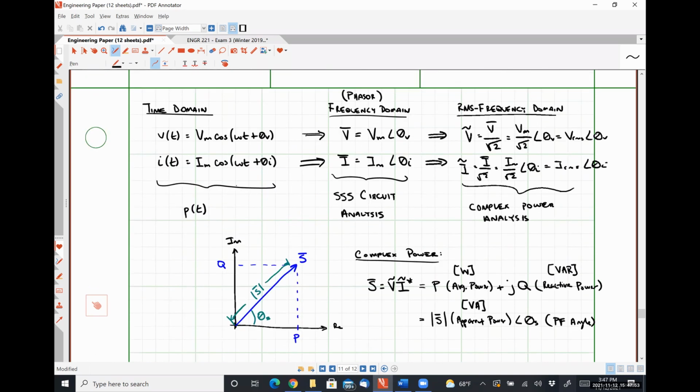So I tried to encapsulate that here, right? If we look on the right-hand side where it says the RMS frequency domain, what I have written there, VRMS, is the magnitude of the RMS phasor. And then theta V is the phase angle of the RMS phasor. When we look in the middle at the frequency domain, VM is the magnitude of the phasor, and theta V is the phase angle of the phasor.